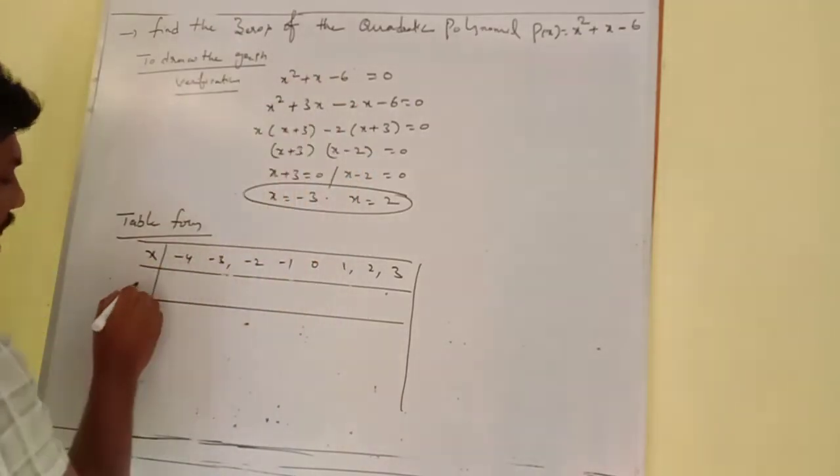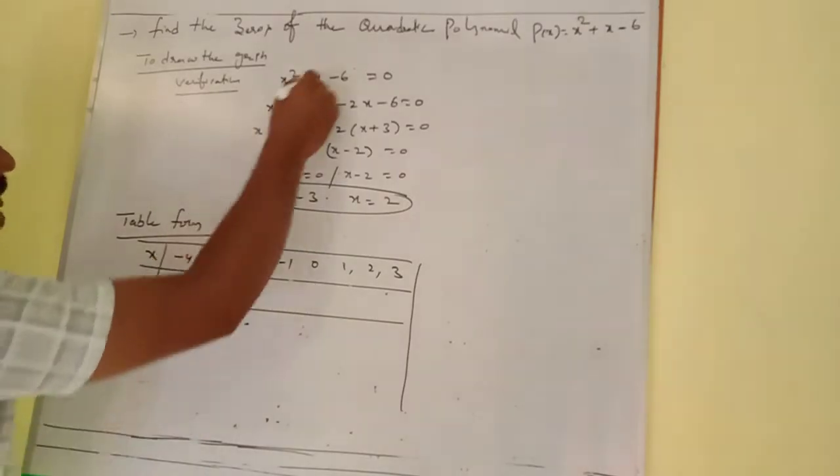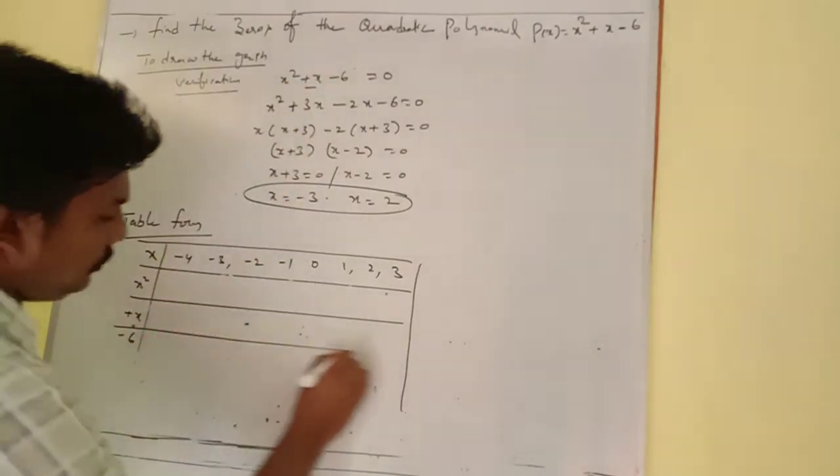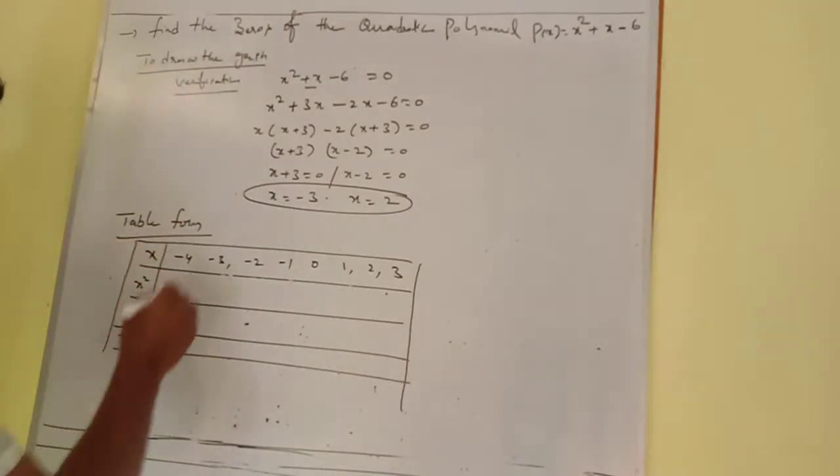Next value is x square. Next value is plus x. Next value is minus 6. The total polynomial will be split like this.